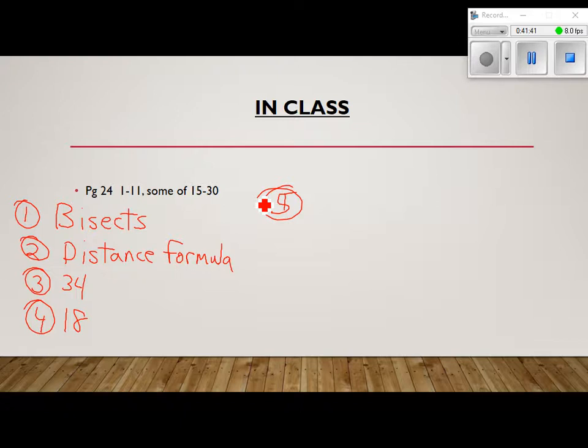Oops. Number 5. Just tell me RS. 44. Everybody agree with that? Yeah. Just add 22 and 22. Number 6. 24.